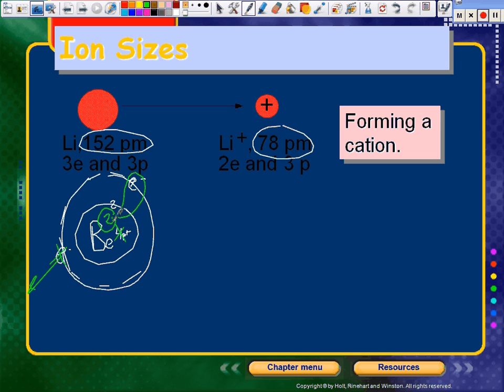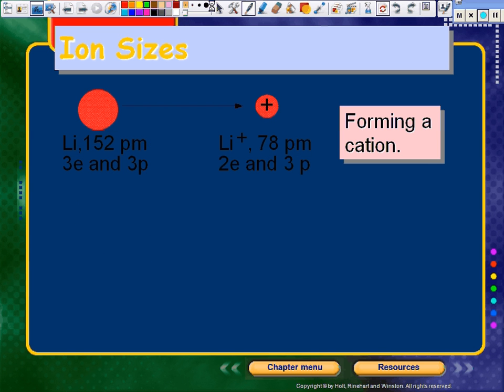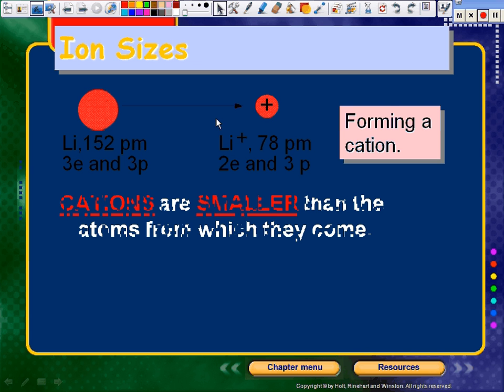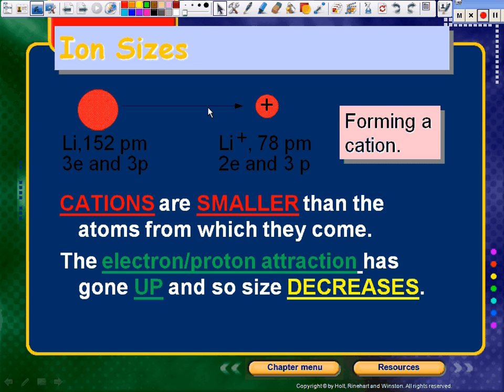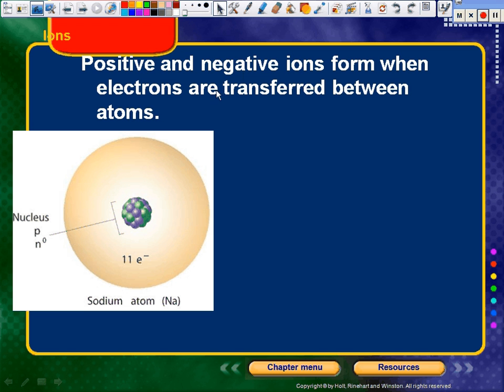So again, the cations get a little bit smaller because they're going to lose electrons. So again, cations smaller, the electron-proton attraction goes up, so the size must decrease. Again, what is another way to say electron-proton attraction? Zeff. Positive and negative ions form when electrons are transferred. This is the exact same problem, except we're dealing with a larger atom now. Sodium has 11 protons, 11 electrons. It's got 1 valence. What is it going to want to do with that 1 valence? Get rid of it. So notice what happens. You lose 1, what happens to the size? It got a lot smaller.